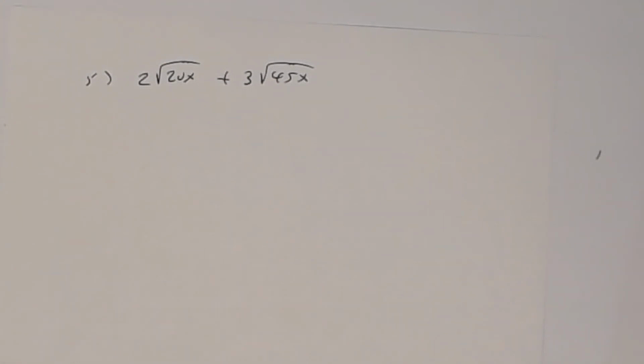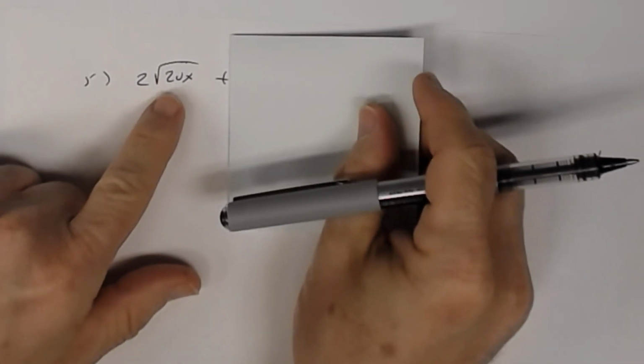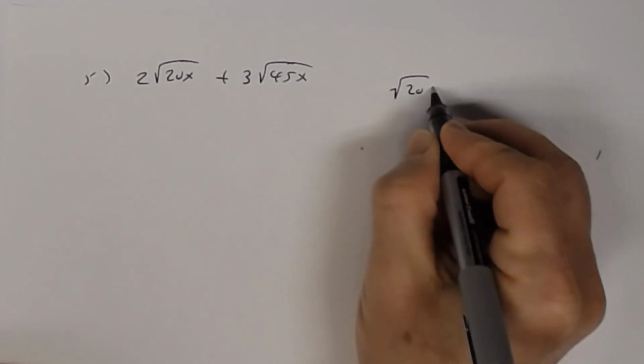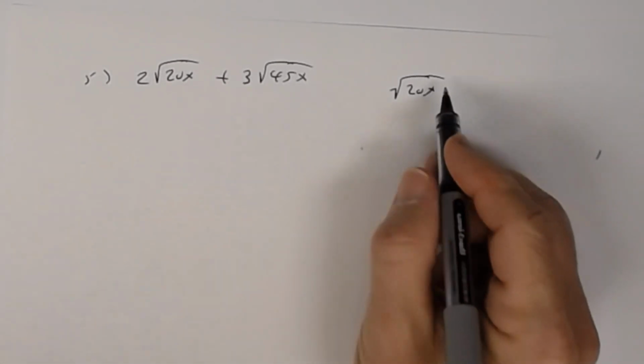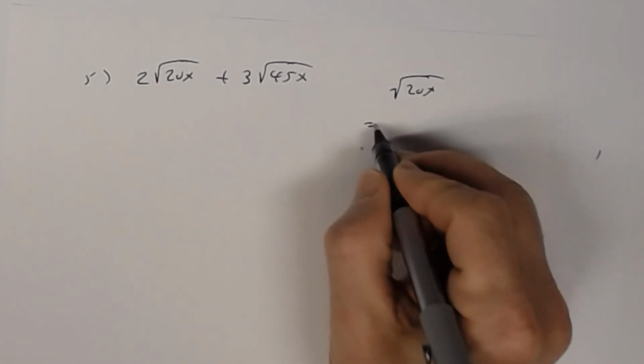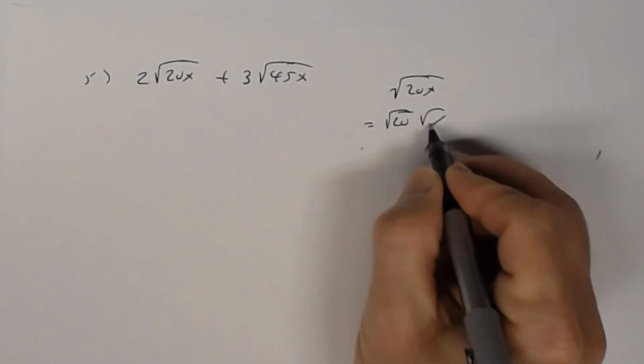And so to do that, you have to remember some things you learned in the previous lessons. So let's just deal with the square root of 20x first. I'm going to go off to the side and simplify the square root of 20x. I know by the product rule for square roots, or radicals, that I can write this as the square root of 20 times the square root of x.